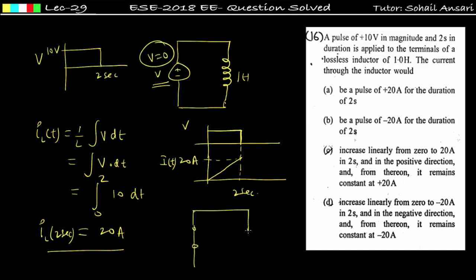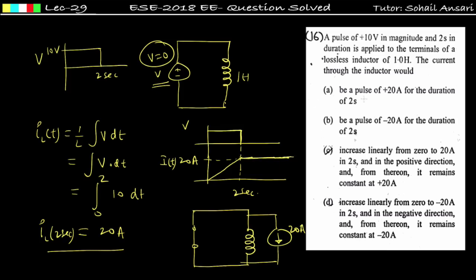Now this inductor is having some energy. So it will behave like a current source having value 20 ampere. And this energy will not get dissipated across any element because only a lossless inductor is present. So what is happening from 0 to 2 second, the inductor is charging from 0 ampere to 20 ampere, and after that it is not discharging because no resistor is present in the circuit. So the current will become constant after 2 second, and it will continue to be constant till t is equal to infinite. So which option is matching?